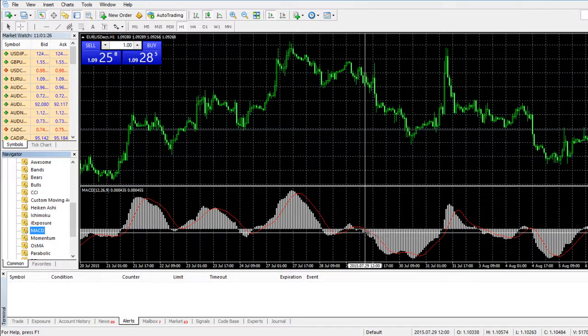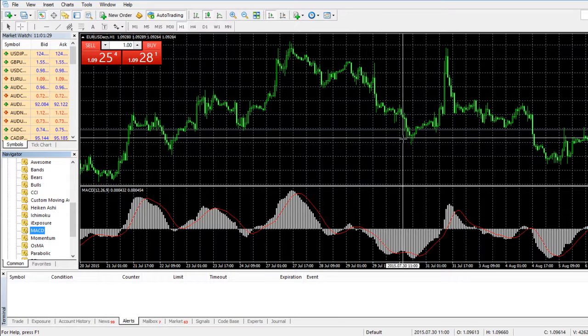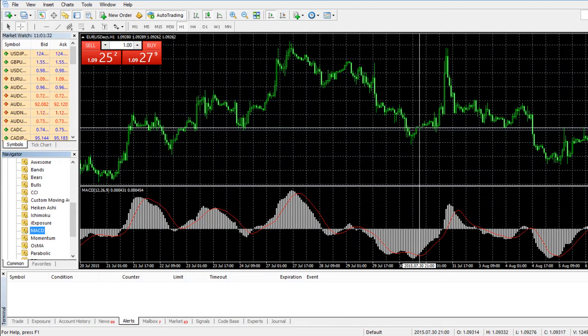So if we get into position here and get out of our position here, we have made a decent profit based on just the MACD. But again, this is not enough.